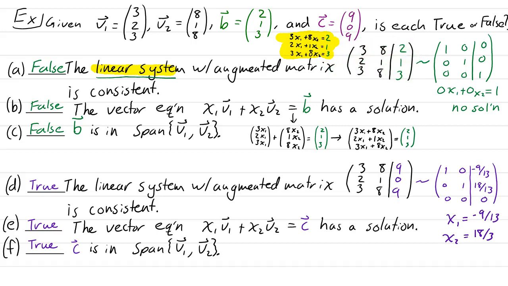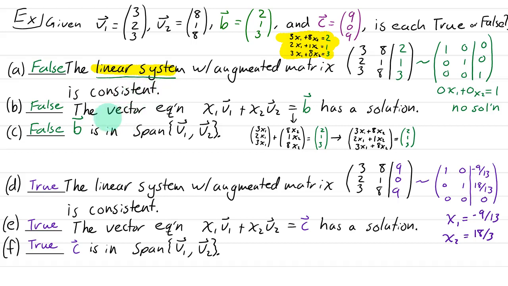And if you reduce this matrix to reduced echelon form here, you see that the last row corresponds with the equation 0x1 plus 0x2 equals 1, which means that that's impossible. There's no way to make this true, so it has no solution. So that means the system is not consistent, because consistent means it has a solution.